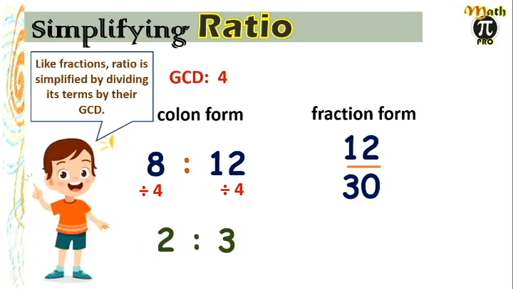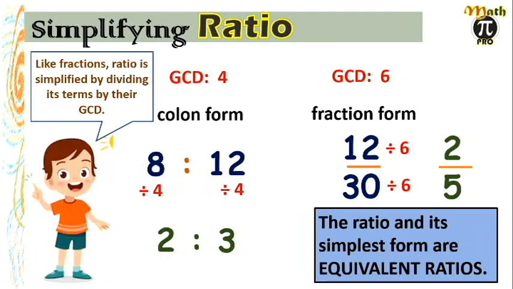When a ratio is written in fraction form, we will just do the same thing. Like fractions, we also have to look for their GCD. So in this example, the GCD of 12 and 30 is 6. So we divide them by their GCD. Then the simplest form of the ratio is 2:5.